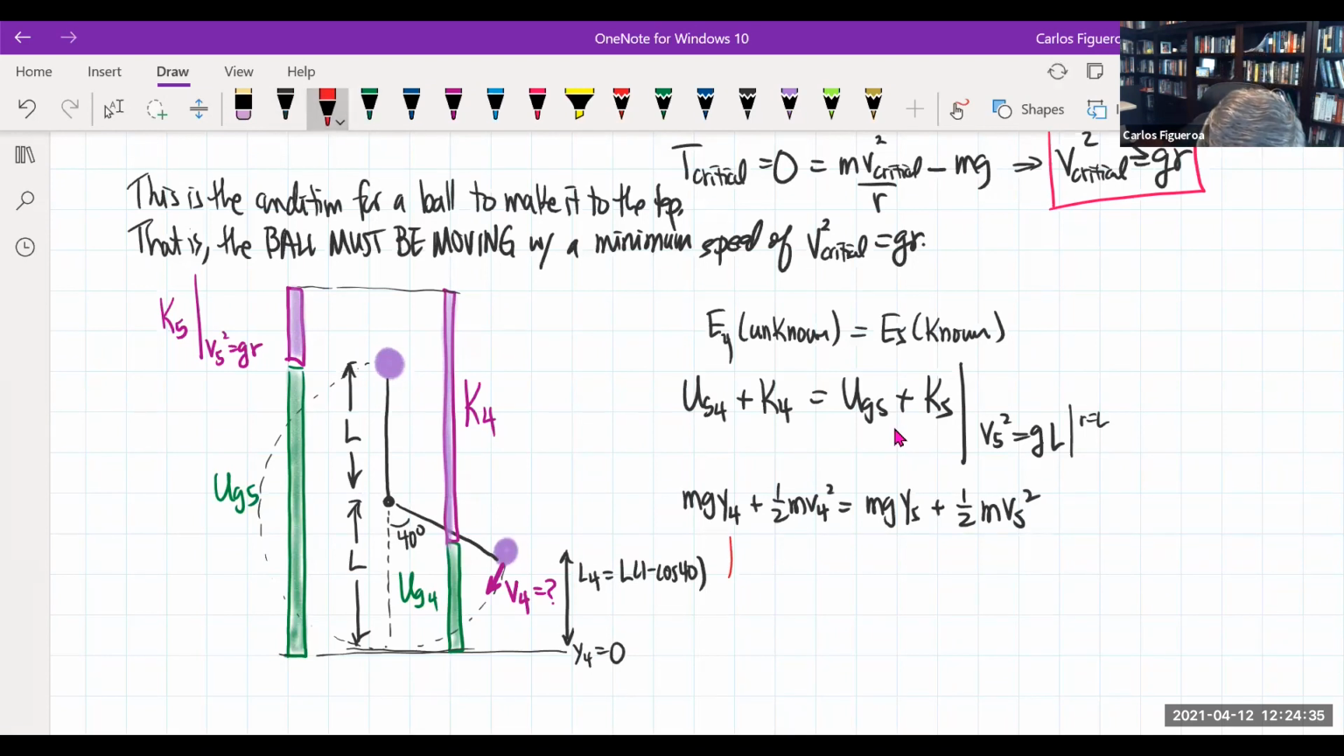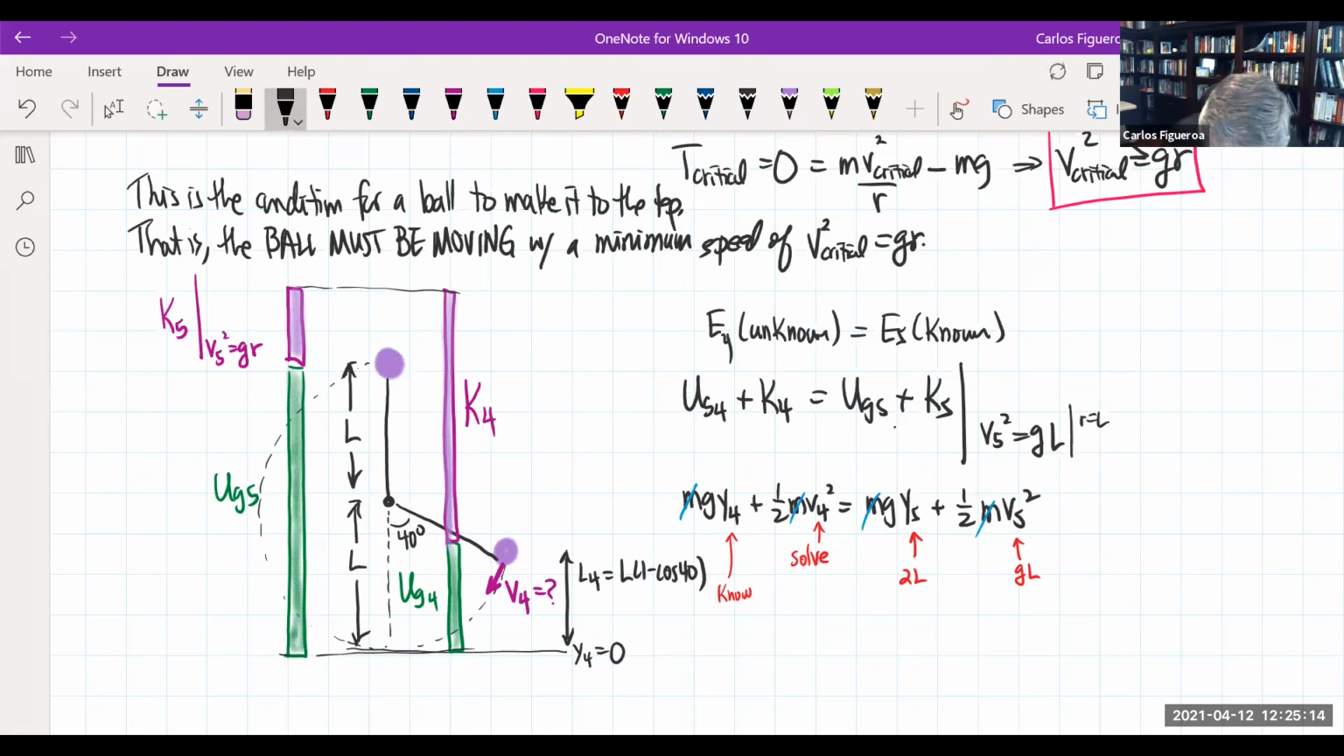So what do I know? Well, I know this guy. We know that that's L times the quantity 1 minus cosine of 40. Here's my unknown. This is what we're going to solve for. This guy we know. This guy has to be 2L. And V5 we know. We know that V5 squared should be GL. So if I put this all in, look what I'm going to get. I'm going to solve for V4. I'm going to take my mgy4 to the other side, but first I'm going to cancel all the m's.